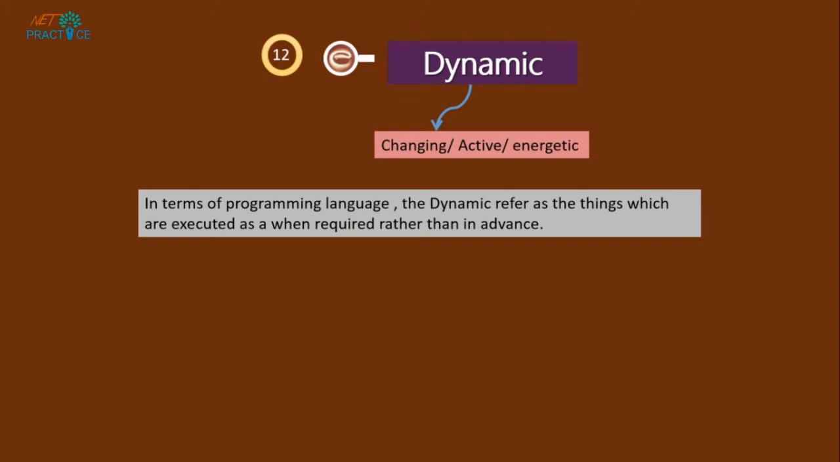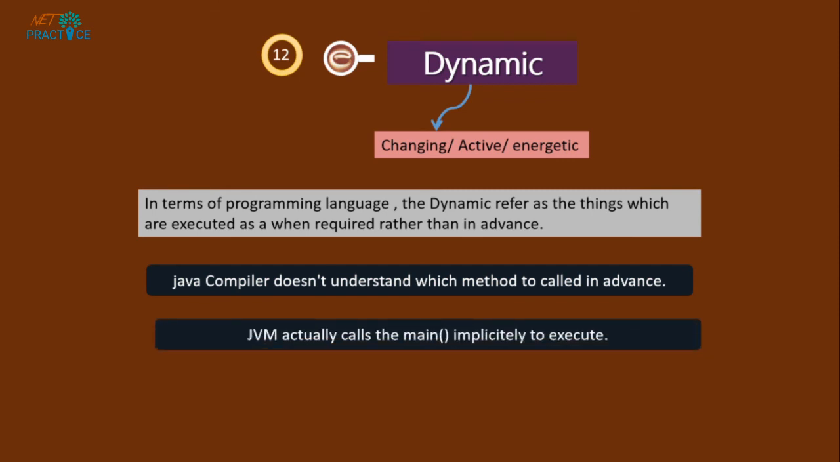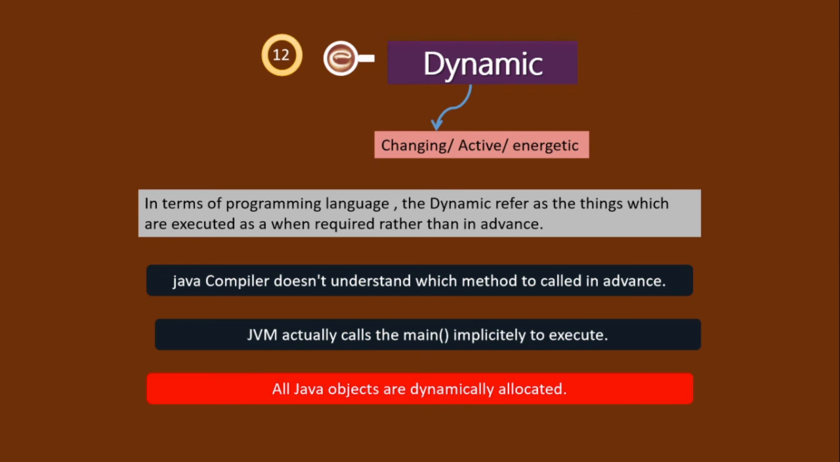Now Java is dynamic. What do you mean by dynamic? Dynamic means changing, active or energetic. In a programming language, dynamic refers to things which are executed when required, rather than in advance. It executes the program when required. So your Java compiler does not call the main method in advance. Your JVM calls the main method implicitly, and your object is allocated dynamically at runtime.